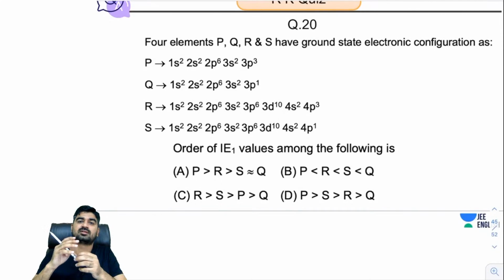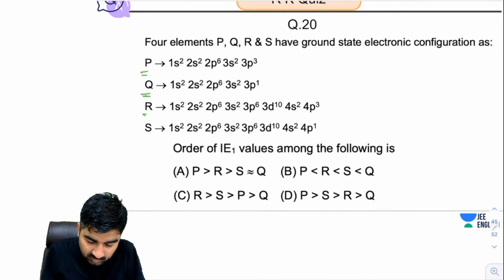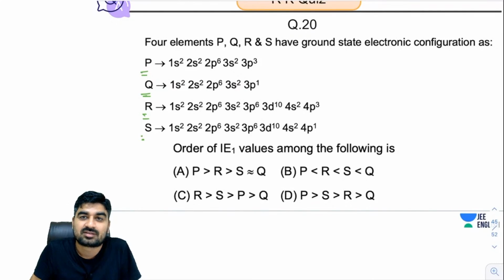Yes, this is P, Q, R and S. So if you encounter such kind of problem anytime, I told you the way. Just write down the names. Write down the name.